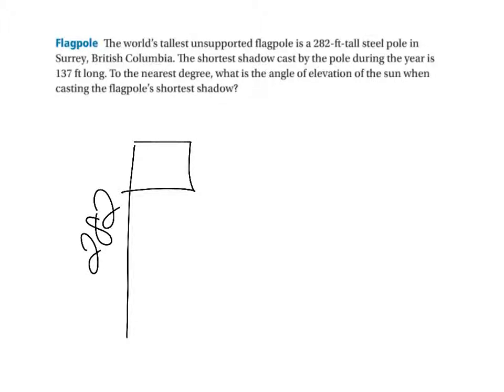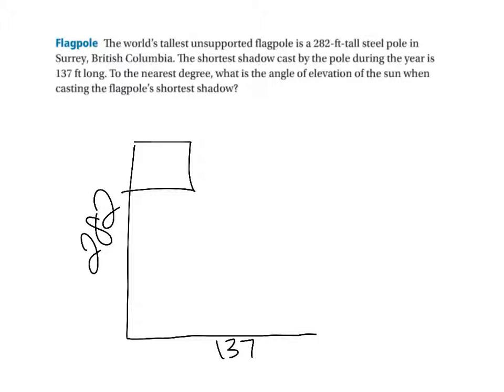The world's tallest unsupported flagpole is a 282-foot tall steel pole in Surrey, British Columbia. All right, got myself a big flagpole, and I know that it is 282 feet tall. Now the shortest shadow cast by the pole during the year is 137 feet long. So here's my shadow, and it's 137 feet. To the nearest degree, what is the angle of elevation of the sun when casting the flagpole's shortest shadow?